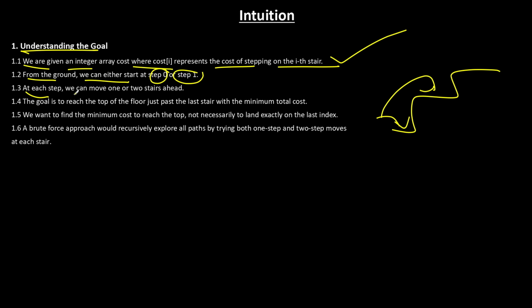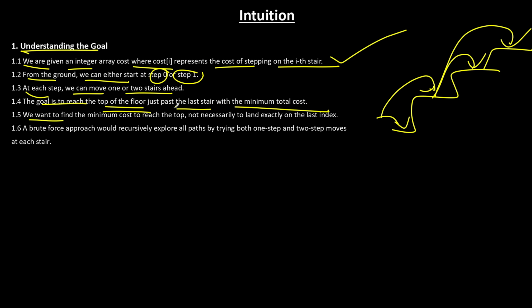At each step, we can move one or two stairs ahead. If you're standing here, I can take one step or we can take two steps from here. The goal is to reach the top of the floor, just past the last stair, with a minimum total cost. We want to find the minimum cost to reach the top, not necessarily to land exactly on the last index. This is clear to us.